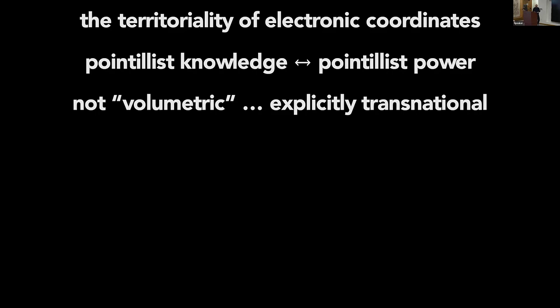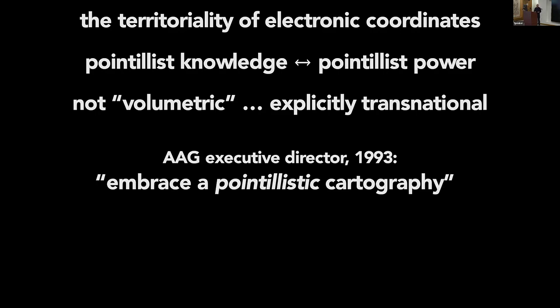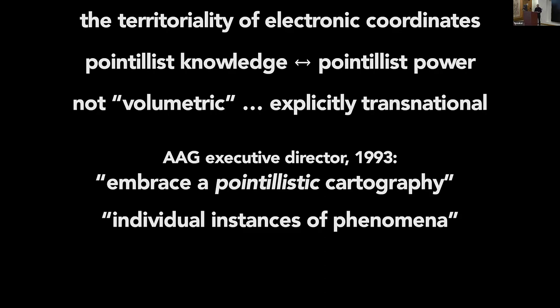And one of the details in that book that still sticks with me is a quote from 1993 by the director of the American Association of Geographers, who argued that geographers should, quote, embrace a pointillistic cartography, since, quote, points are basic and robust, while lines, areas, and volumes are derivative. And he made an explicit connection between the pointillism of GPS coordinates, which had just been used for the first time in the Gulf War, and the ability of mapping software to show, quote, individual instances of phenomena rather than any statistical aggregations. So instead of mapping a forest as a single shape, he said we should now be mapping the individual trees. So in other words, I found myself suddenly embedded in this history.